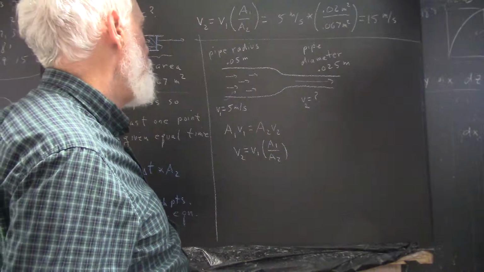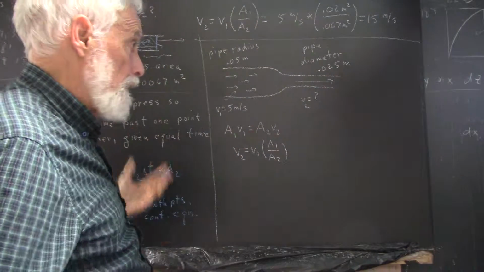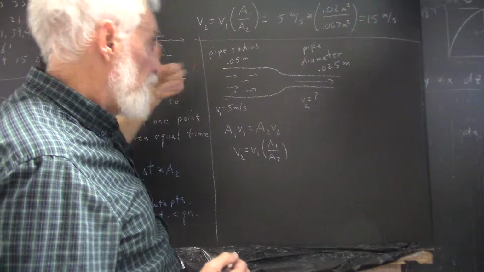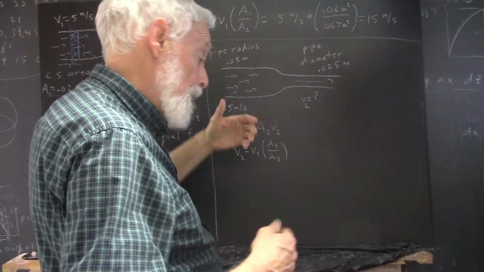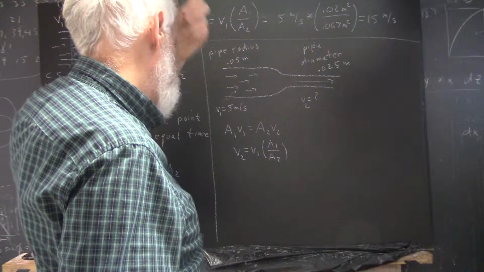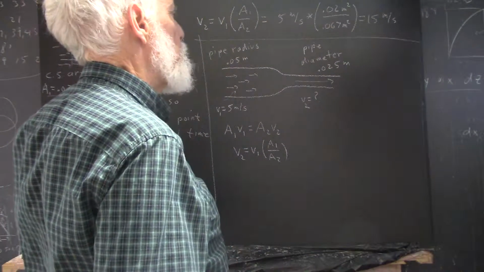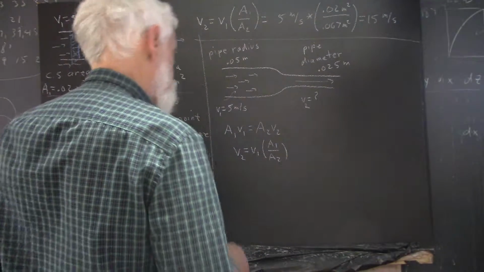Now, what we want, we already know V1, all we need is the ratio of A1 to A2. Now, we could find the cross-sectional areas. The area of a circle is pi r squared, it's a circular pipe at both points. So we could multiply pi by the square of the radius here and here, and go to a lot of trouble when we don't really need to. Let me show you what I mean.